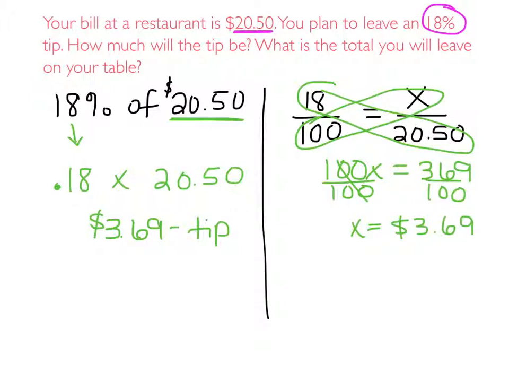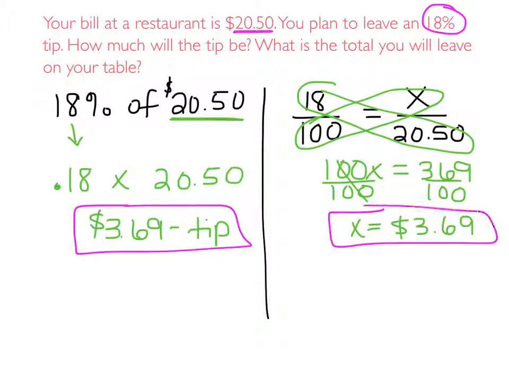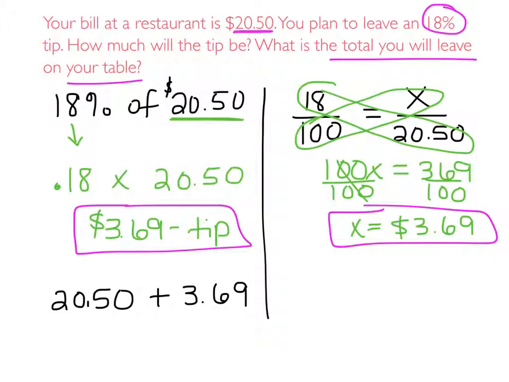Okay, now the last part. So again, I found my tip, got the same thing in both. It says, what's the total you will leave on your table? So if I'm trying to find the total I'm going to leave on the table, well, I still have to pay my bill of $20.50, plus I'm going to add that $3.69 tip. So you can go ahead and add $20.50 plus $3.69, and the total you have to leave on your table is $24.19.